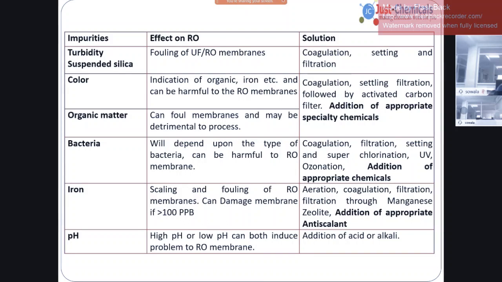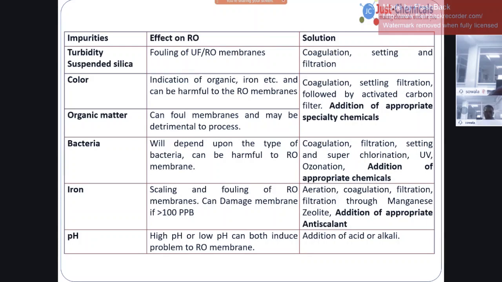It fouls the ultrafiltration or RO membranes, and the solution is good coagulation, good settling, and good filtration. Then the second one is color. This indicates organic matter and iron, and it can be harmful for RO membranes. Similarly, organic matter can foul membranes and may be detrimental to the process. It affects the lead membranes, the first membranes where the feed comes in. So the first or second membrane gets fouled very fast, and your feed pressure increases rapidly.